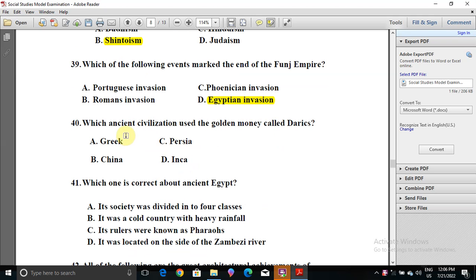Now question number 40, which ancient civilization used the golden money called darax? Greek, China, Persia, or Inca? The correct answer will be Persia. It's written in the textbook of grade 8.